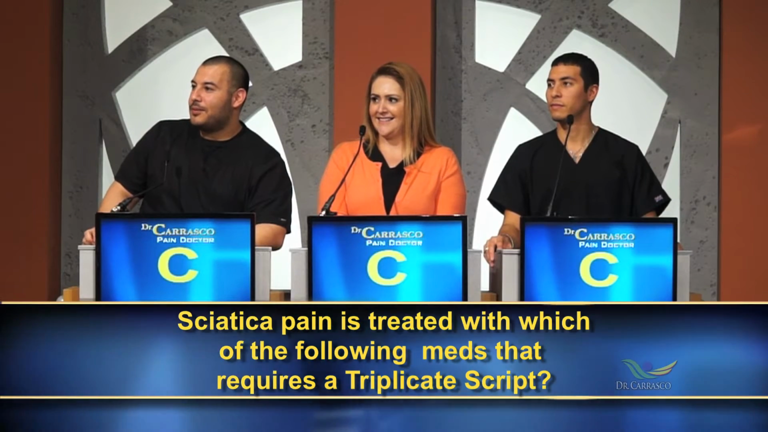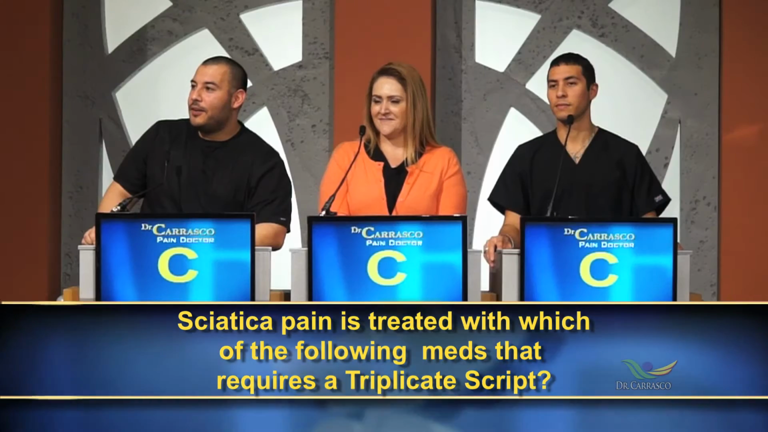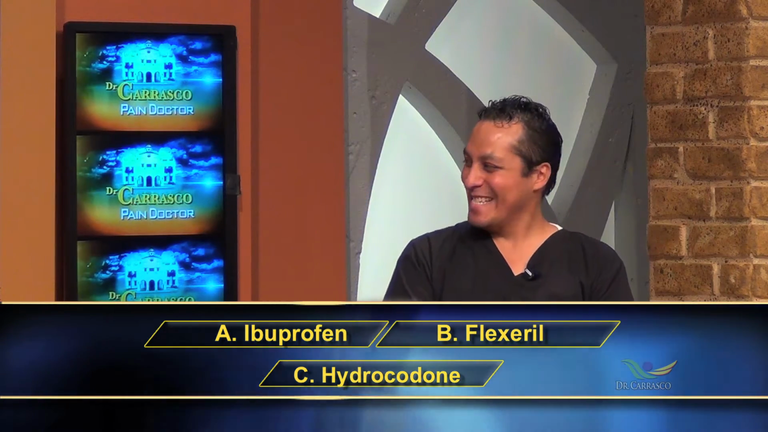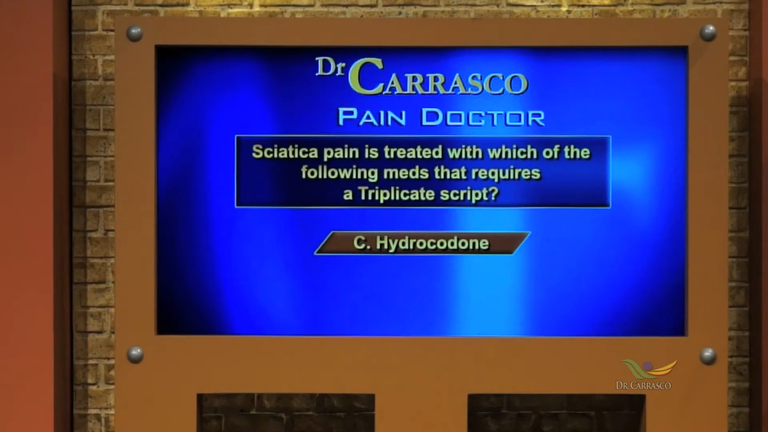All right. David, you say C. Why you say C? Man, I already know what the triplicate script is, but then how'd you come up with the answer? I associate words with the trip and hydrocodone because I know when people take it, they're out there. They're tripping. So good luck on that exam. All right. The answer is C, hydrocodone.